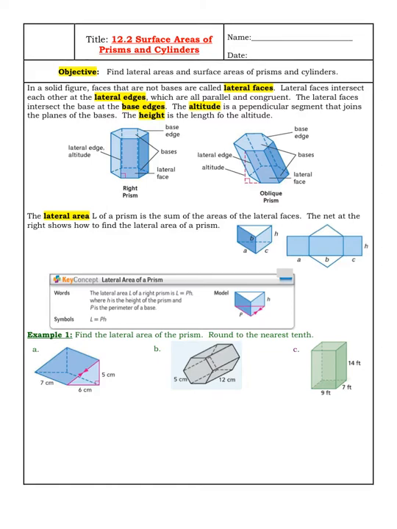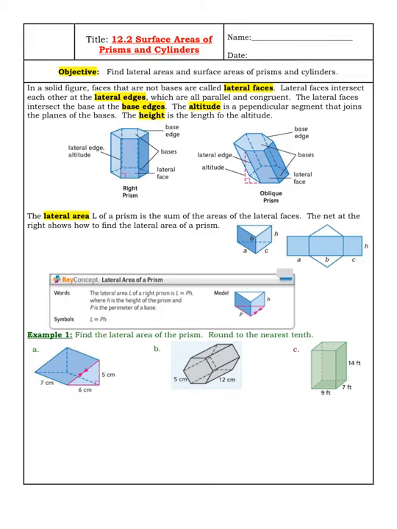To find the surface area, we're going to do something called the lateral area. If you look at this definition in the middle of the page, the lateral area of a prism is the sum of the areas of the lateral faces. The net at the right shows how to find the lateral area of a prism. So it's doing the area of multiple faces. That is basically the lateral area.